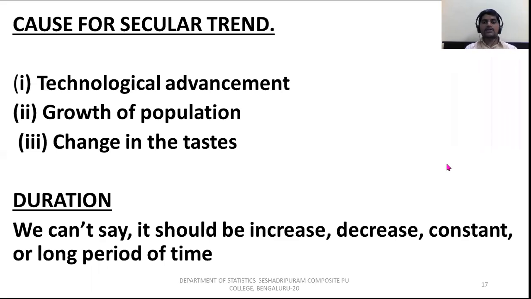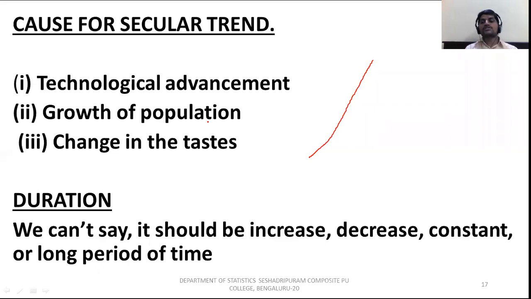All the colleges in Karnataka and all over India, the old schools and colleges, are doing online classes. That is the technological advancement, which keeps on increasing. Look at the curve from 2012, the line goes like this, right? So technological advancement is one of the best examples for secular trend. The second one is growth of population. Compare the population of ancient years with the current year: there is a different lifestyle, customs, traditions, habits of the people, and change in taste also. These are all causes.